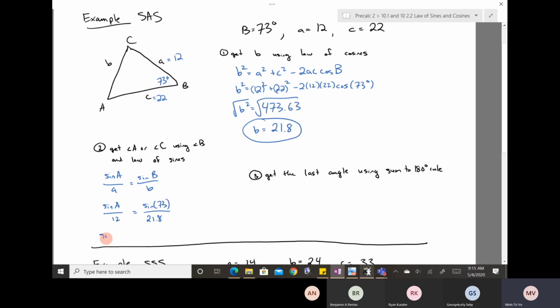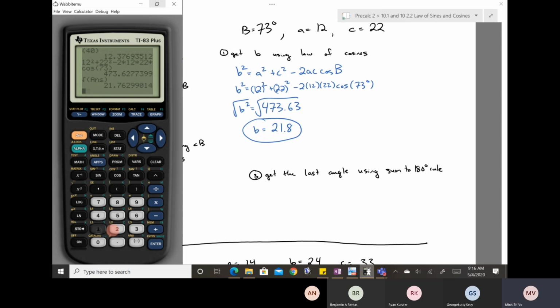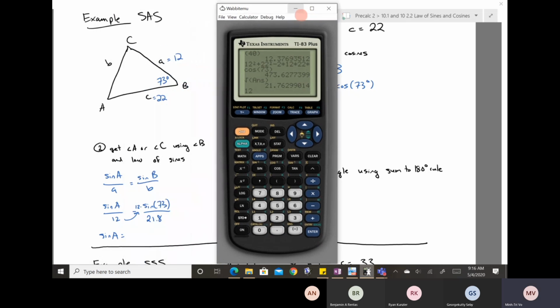So what do I get? Sine A is equal to, right, the 12 multiplies over. So what do I get? 12 times sine 73 divided by 21.8. So sine A is 0.5264.